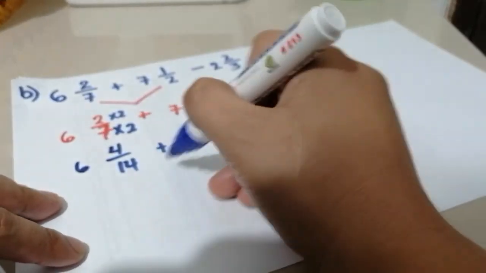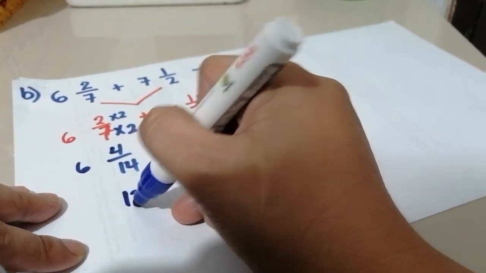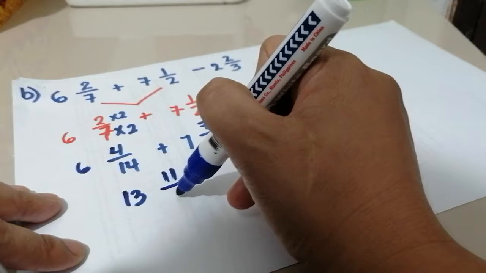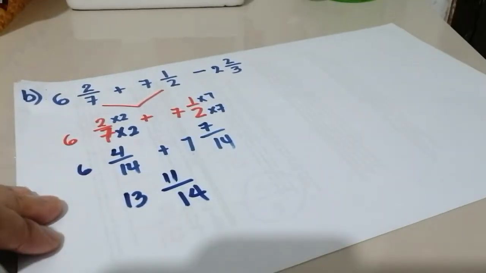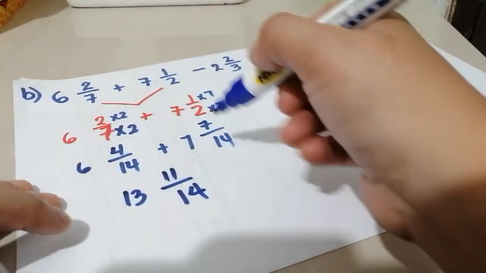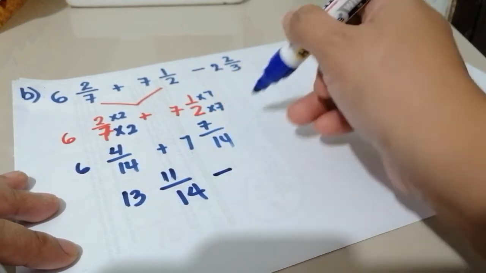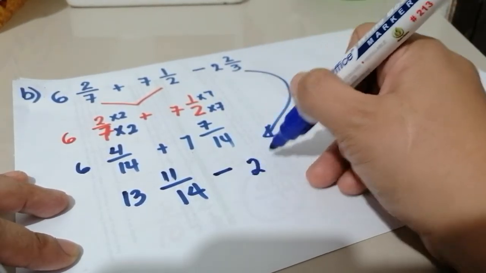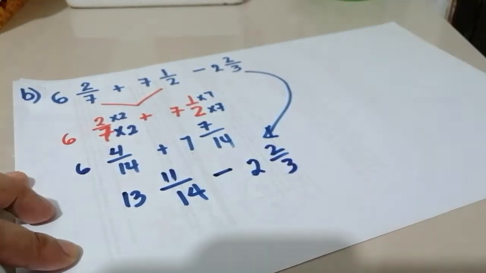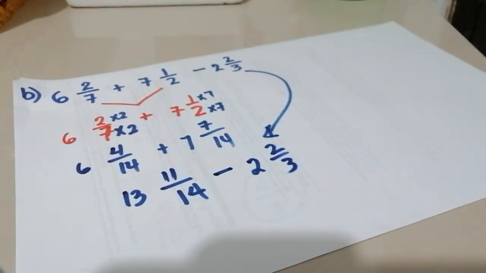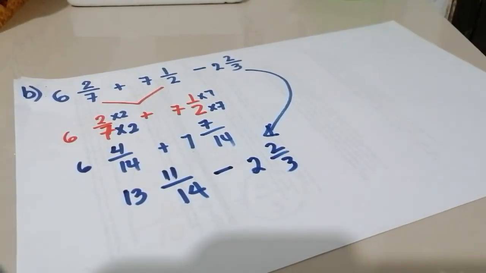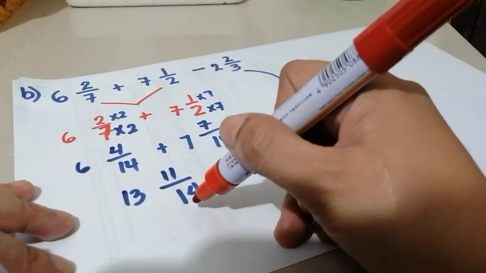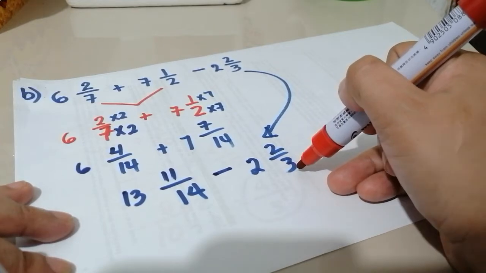So 6 plus 7 is 13, and 4 plus 7 is 11 over 14. Okay? So since may answer na tayo dyan, we are now ready to subtract the last part, which is 2 and 2/3. And as you can see, hindi na naman sila pareho ng denominator, so we need to make the denominator the same by interchanging it again.